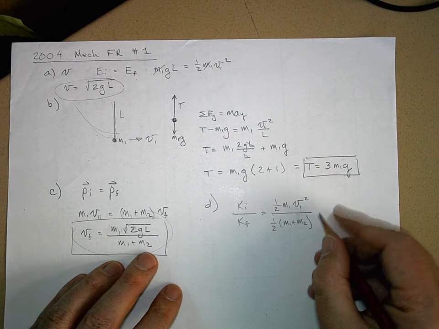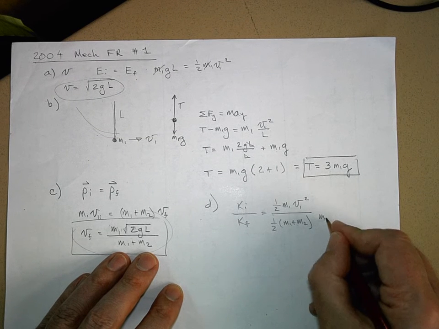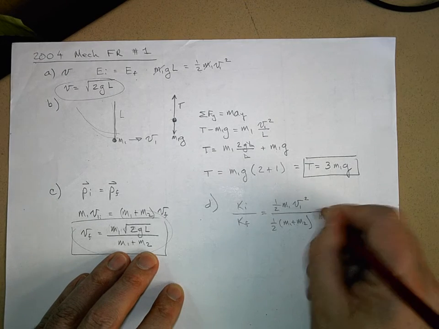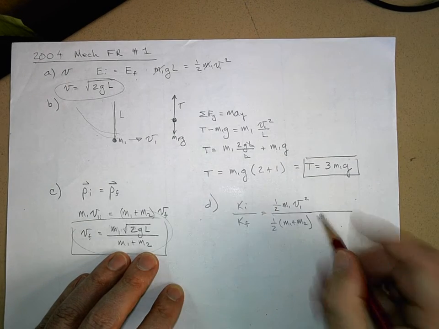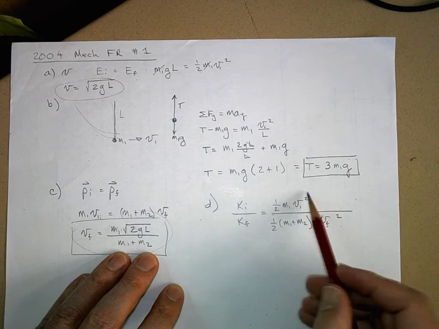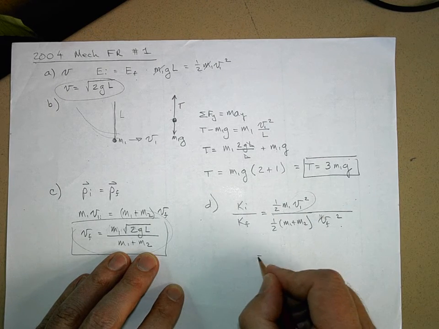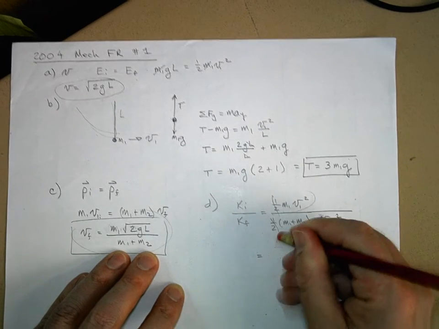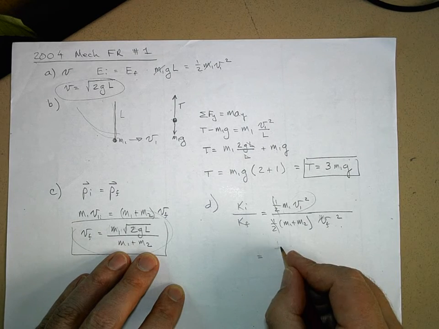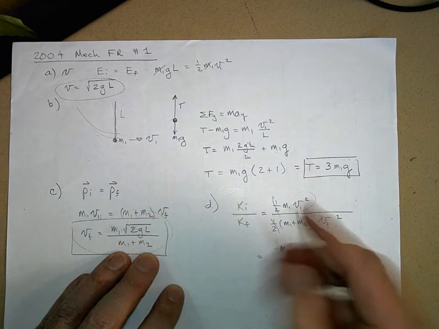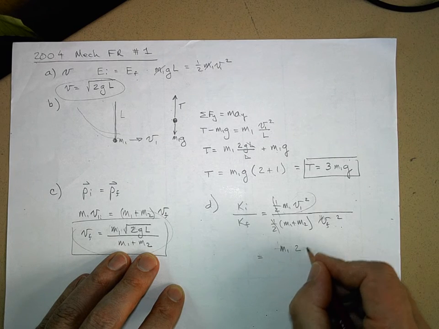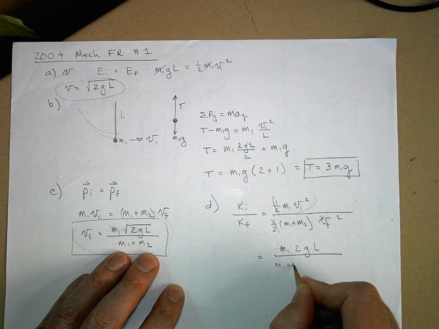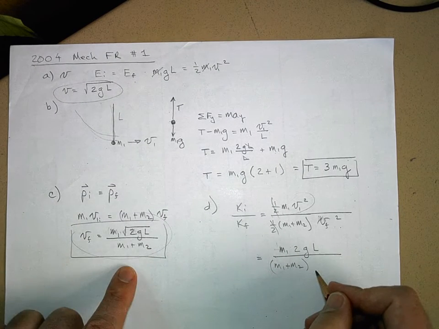Now I imagine a whole bunch of things are going to cancel out, but let's go ahead and substitute in right now. I'll just call it V final squared, and then we'll substitute in for this and for this. Well, I can cancel out the 1/2s right away. Let's not worry about those. And so now we have M1. Now V1 is the square root of 2GL. Square that, you get 2GL over M1 plus M2 times this big ugly mess squared.